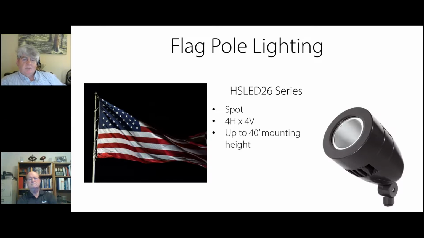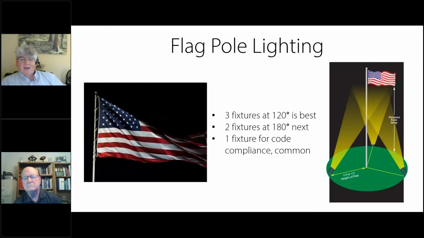Sure. One of the comments I would make is the first thing that we say about flagpole lighting is we talk about 3 at 120 degree spacing, but we also talk about the fixture should be offset 1/3 to 1/2 of the pole height. The purpose of this is that you want to get the light as perpendicular to the flag as possible. Now you're lighting from the ground, so obviously you can't be perpendicular to the flag, but you do want to get it as perpendicular as possible.